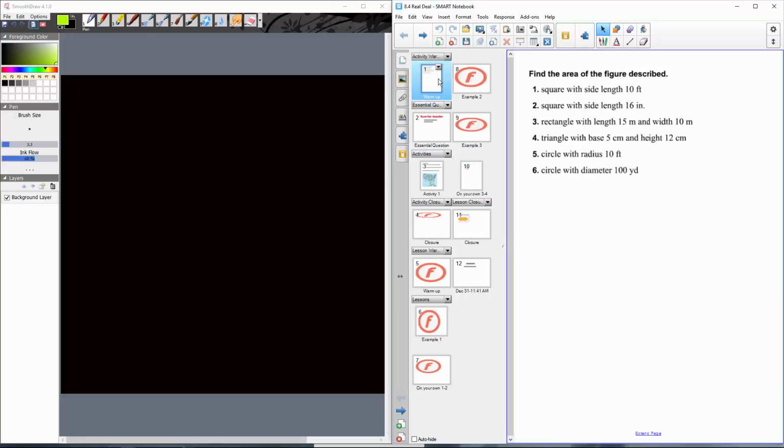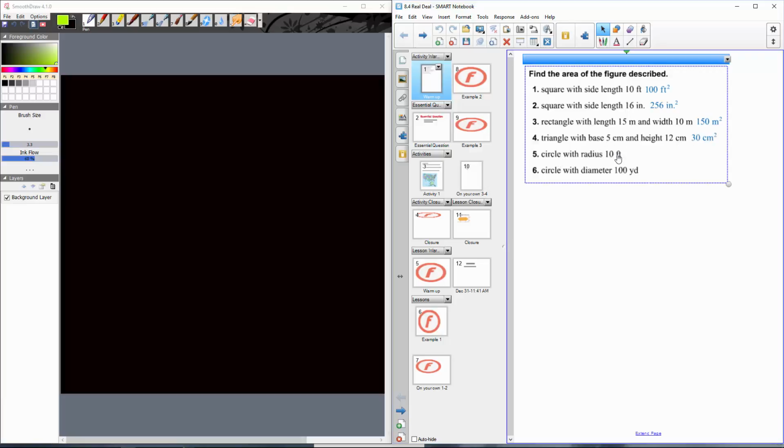Alright, so this video will focus on 8.4. And the first thing we're going to do is look at the area of composite figures. So I want to find the area, not perimeter, area, where the side length is 10. So it's 10 times 10, which in this case is 100. This is a square with a side length of 16, so 16 times 16, so 256. A rectangle with a length of 15 and width of 10, so 15 times 10 is 150. The triangle, so 5 times 12 is 60, divided by 2 is 30.